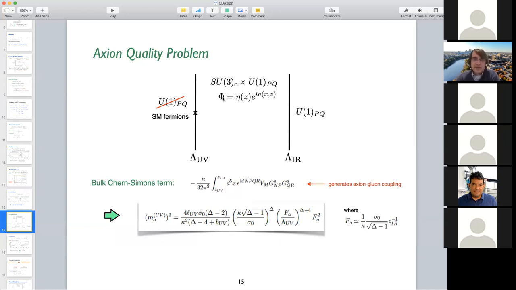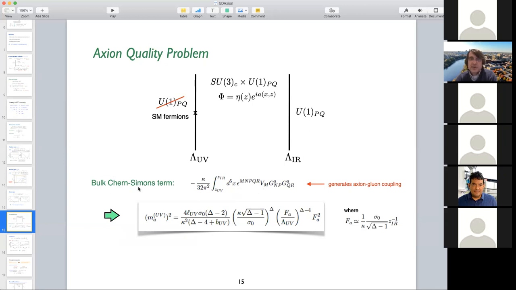Those are the two options, and I can generate an axion gluon coupling. If I generate the axion gluon coupling, then I can relate the infrared scale to the decay constant. And that's this relation here. It's off to the side here, but it's a very important relation.